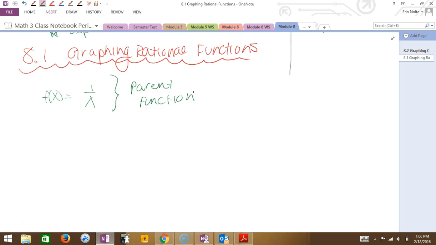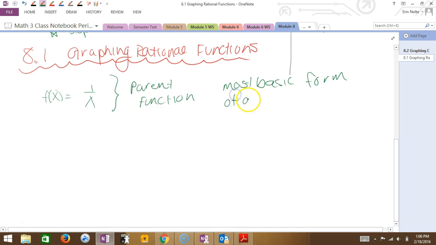So the parent function is essentially just the most basic form of a rational function. Because just like x squared and x cubed, there was nothing that happened to it other than just that regular shape.